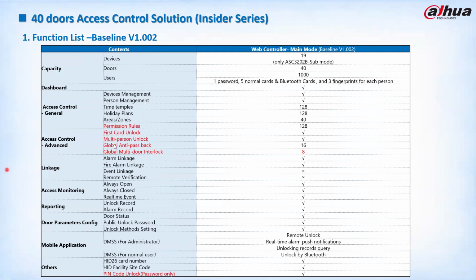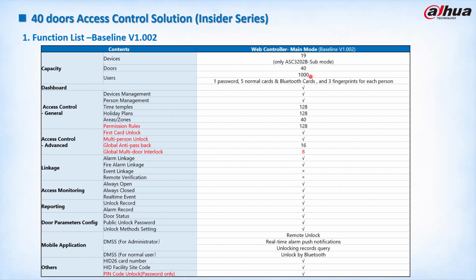So these are some of the function list for the Insider series. As you can see, there are so many of them: the capacity supported, the dashboard itself, the access control, the advanced access controls, etc. The ones in red are some of the new features within this controller. The number of doors supported is up to 40 doors, and it can support up to, for example, 1,000 users. Each of these 1,000 users can have one password, 5 normal cards, a Bluetooth card, and 3 fingerprints for each person.